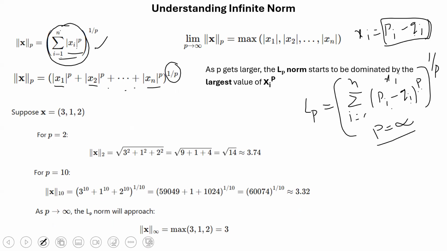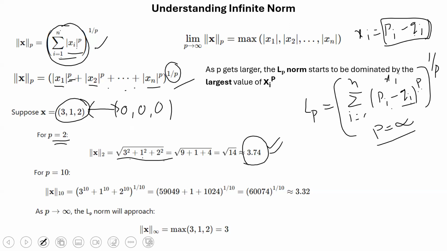Now take this example. One point is x equal to 3 comma 1 comma 2, and the other point is qi equal to 0 comma 0 comma 0. You're trying to calculate the infinite norm distance between these 2 points. Now when you replace p equal to 2, it comes down to 3 square plus 1 square plus 2 square, whole to the power of 1 by 2, which is the square root. If you solve this equation, you get 3.74 when p is equal to 2.